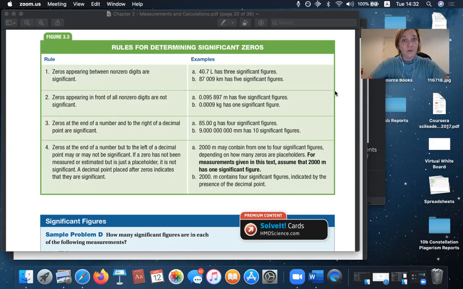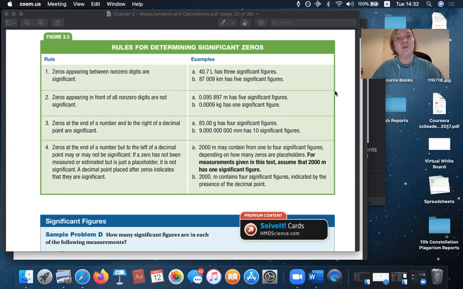So rule number 1 for zeros: if zeros are in between non-zero numbers, they count, they're significant. So if you have 100, then the 2 zeros don't count. But if you have 101, actually, maybe I can't share both screens at the same time. You know what, I'll run through the rules first and then I'll do some examples so that at least on the screen you can see what the rules are.